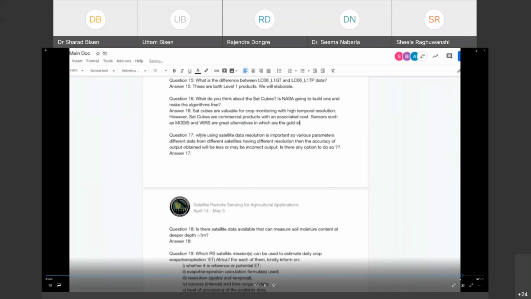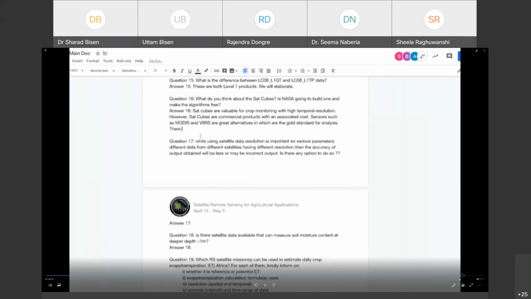But for the cost, definitely, the cost of a Landsat mission is obviously exponentially more expensive than a small sat cube. So I think there's a place for both, and using them together for assessing crop health is extremely important.